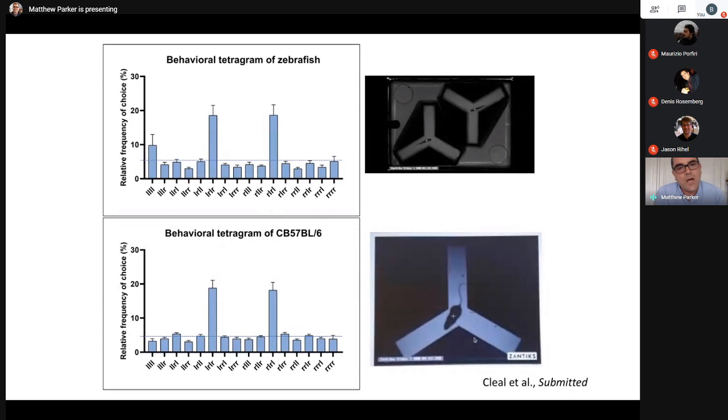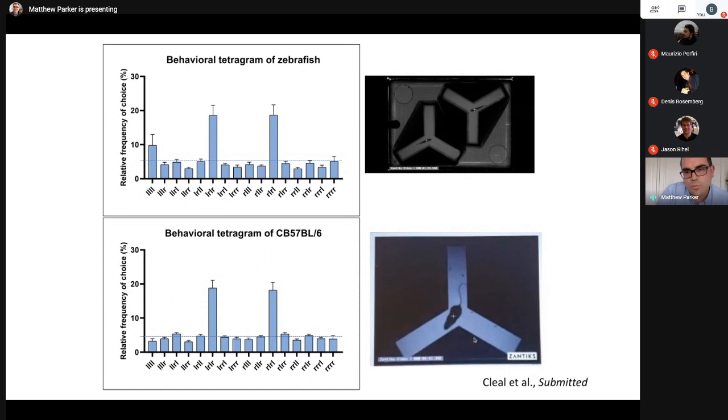So the top graph on the left-hand side is the tetragrams of zebrafish that I've already shown you. And the graph at the bottom is the same data from mice. And so as you can see, really clearly, we see exactly the same patterns of search behavior within the FMPY maze with fish and with mice, which is really nice to know, because essentially it tells us that the behaviors that we're looking at seem to be something that is fairly well conserved throughout vertebrate species.